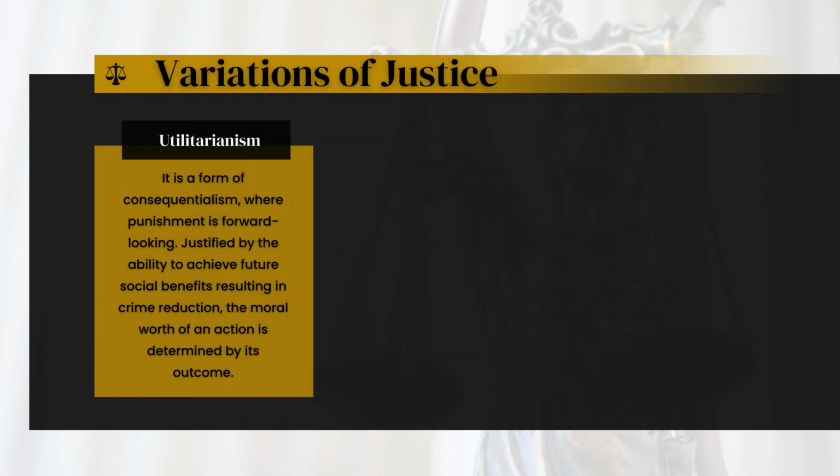Now let's discuss the variations of justice. Utilitarianism is a form of consequentialism where punishment is forward-looking, justified by the ability to achieve future social benefits resulting in crime reduction. The moral worth of an action is determined by its outcome.